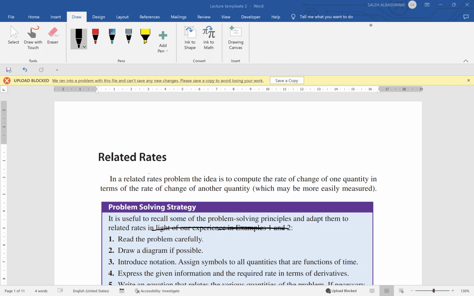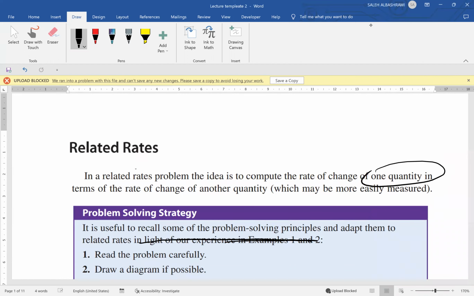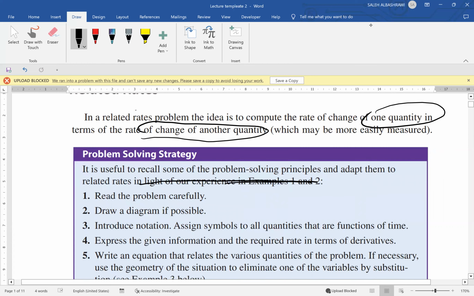So we can say in general that in a related rates problem, the idea is to compute the rate of change of one quantity in terms of the rate of change of another quantity. So we have two quantities. We are expressing one of the quantities as a function of the other, and the rate of change for the second one. To solve this kind of problem, we can go with a strategy or some steps to make it easier to understand and solve the problem.